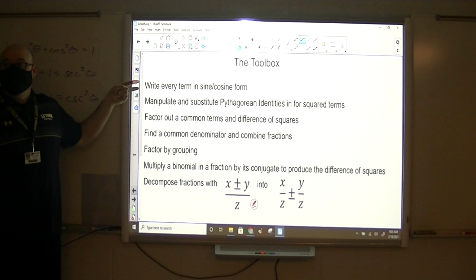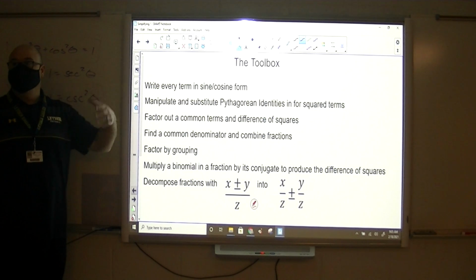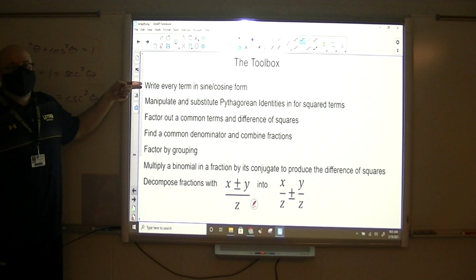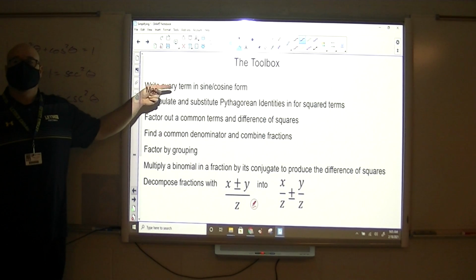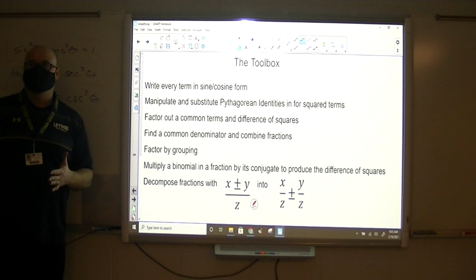Right? This again, I can't emphasize this enough. This is not step 1 every time. It's the first tool that we check. And here's the thing. In almost every single problem we do, you're going to be able to use this tool. That doesn't mean you have to use it first.